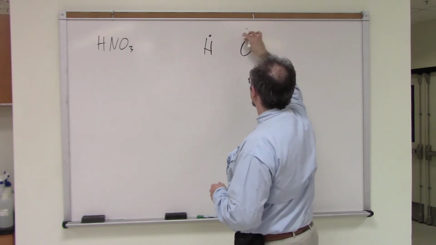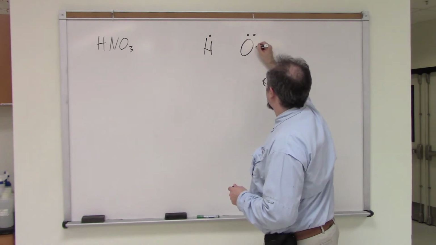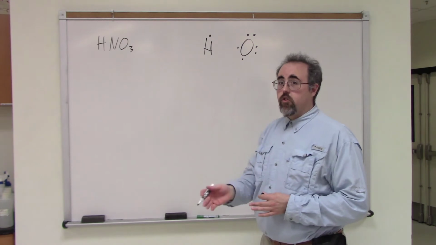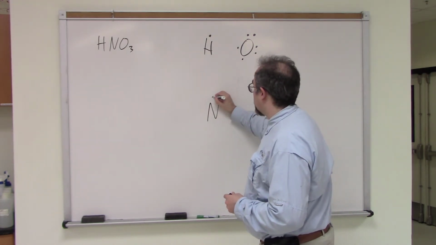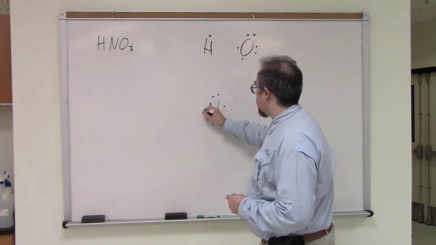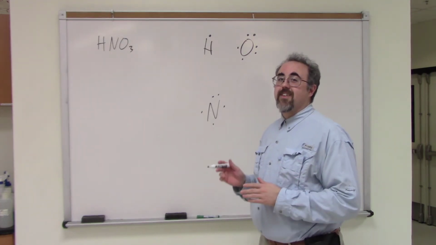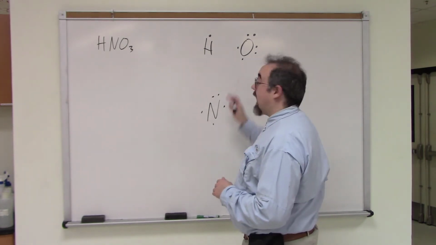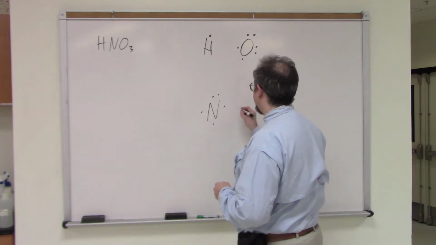The oxygens, once again, invisible box. And 6 dots, 2 pairs, 2 unpaired electrons. And the nitrogen. Okay, these are going to go fairly straightforward to start with, but then they're going to get interesting. Okay. I have 3 oxygens. I might as well string them around the nitrogen.